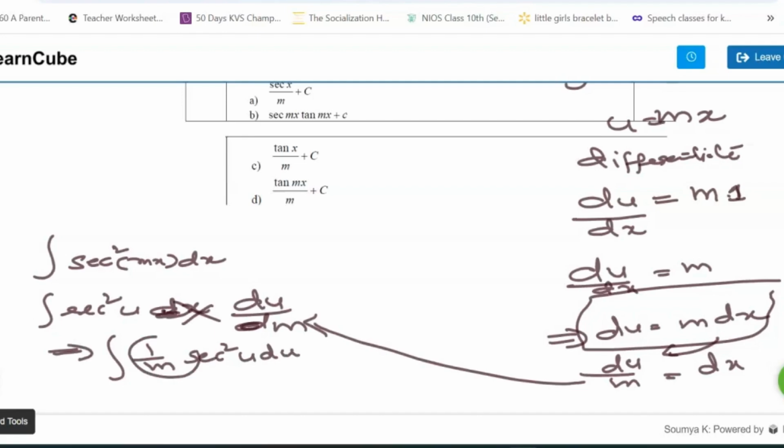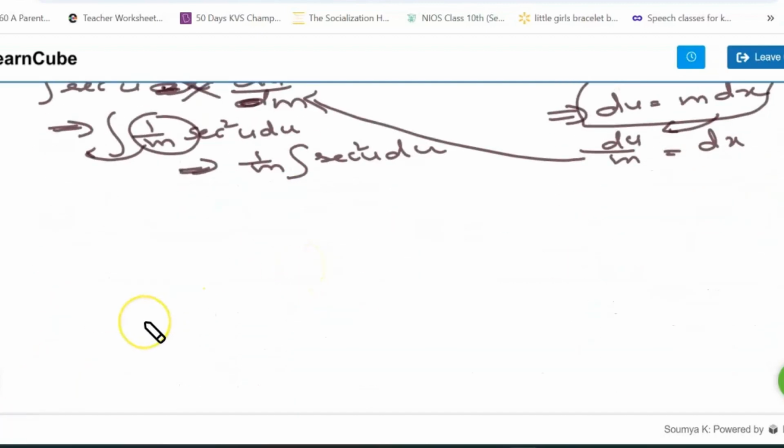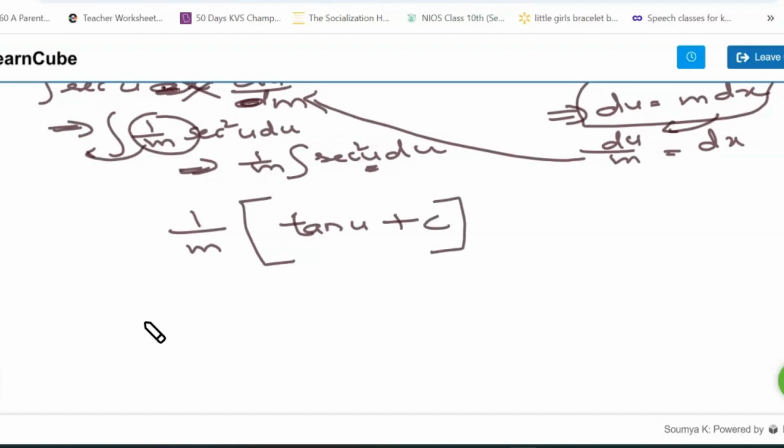Now this 1 by m is a constant, and it can be written outside also. So 1 by m integral sec square u du. Now this is available to you. Let's write it down: 1 by m, and after integrating sec square u, it is a formula, so you can get it as tan u plus a constant. This integration is done for u with respect to u itself, so easily you can apply the formula.